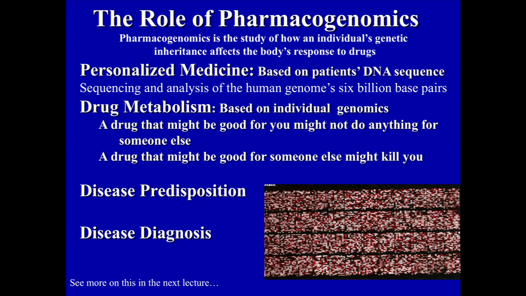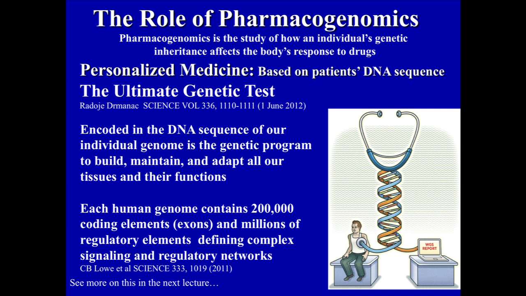It will inform us a great deal, and in my opinion, knowledge is better than ignorance. And I think the more people that have access to their genome, the more sort of Wikipedia-like genome analysis will become. So the ultimate genetic test, as referred to here in last June's issue of the journal Science, shows that the encoded DNA sequence of our individual genome will build, maintain, and adapt all our tissues and functions, and this knowledge will help us make appropriate choices in many cases.